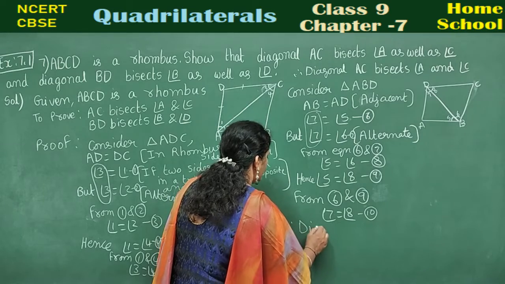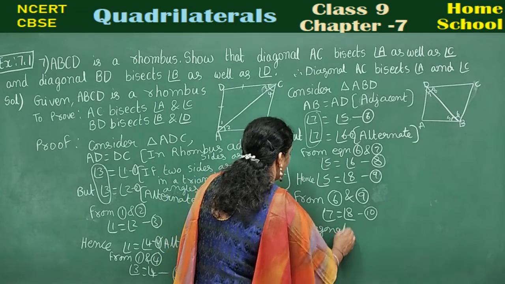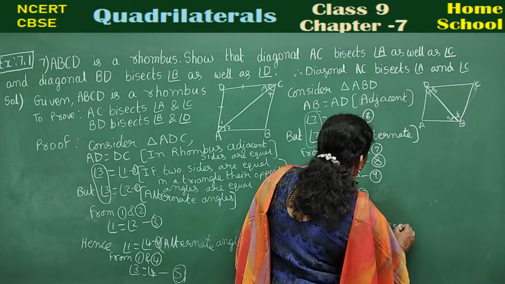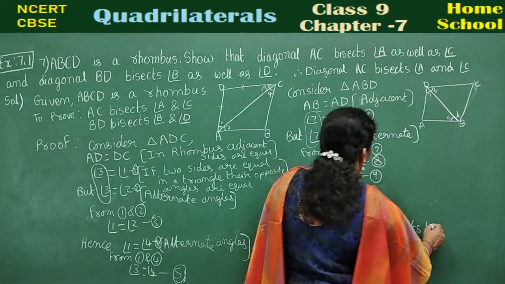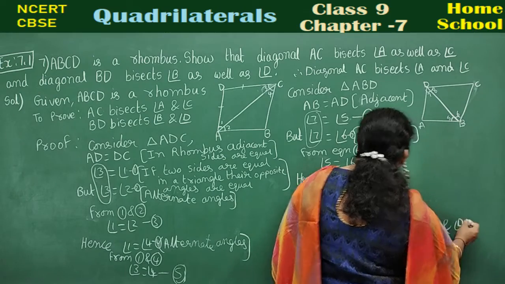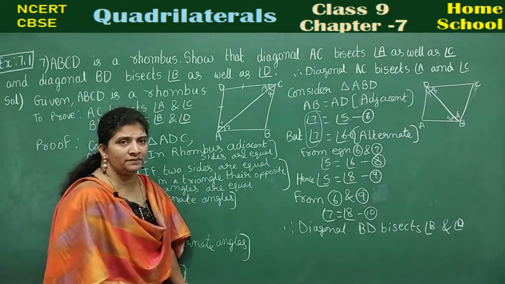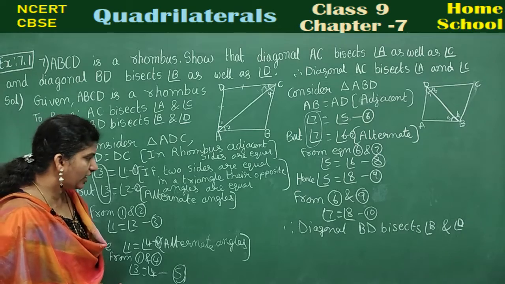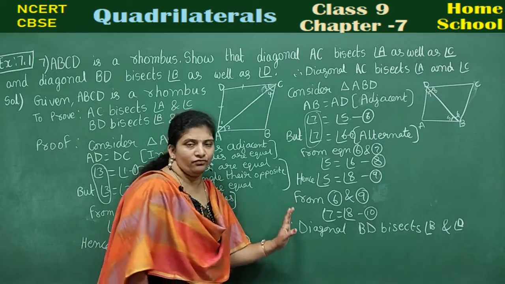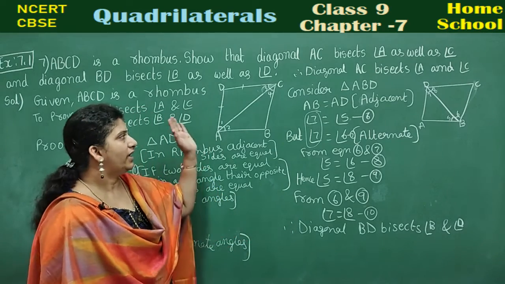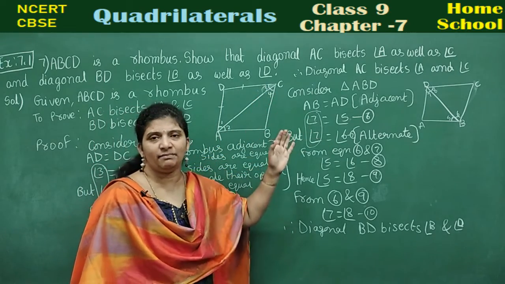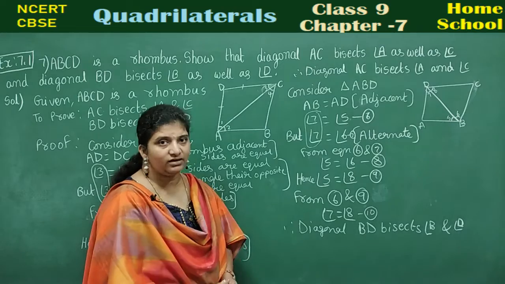Therefore, diagonal BD bisects angle B and angle D. So finally, what is your final statement here? From equations 3, 5, 8, 10, I say that in this rhombus, AC diagonal bisects angle A and angle C, BD diagonal bisects angle B and angle D.